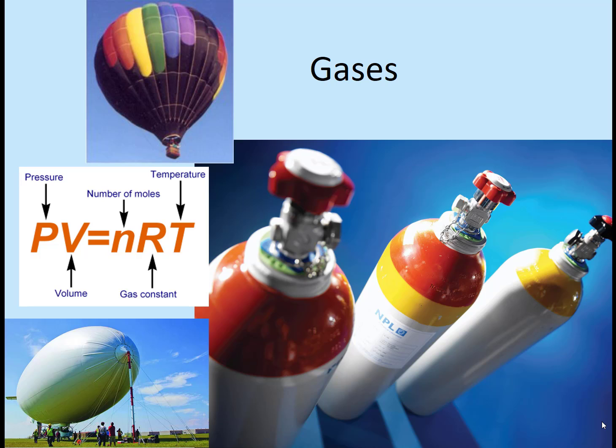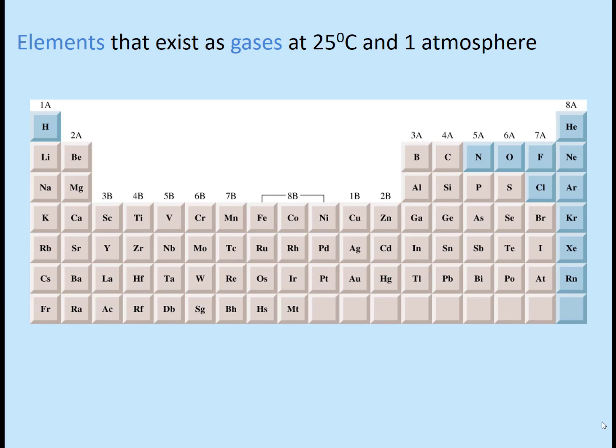In this unit, we'll be looking at gases, and will become very familiar with the ideal gas law, which is PV equals nRT, or PivNert. Looking on the periodic table, we see the elements that exist as gases, and they are color-coded on your periodic table. The ones that have a red outline, those are gases at 25 degrees Celsius and 1 atmosphere.